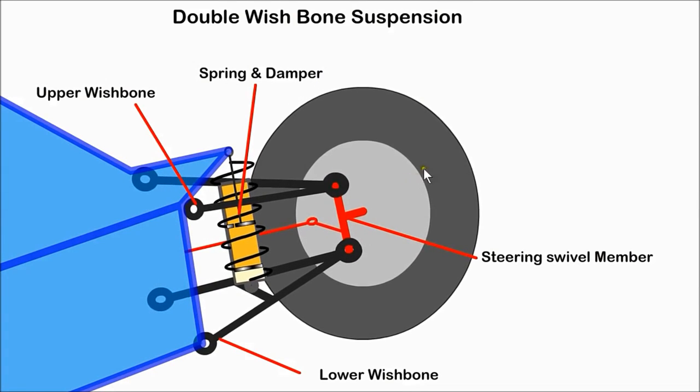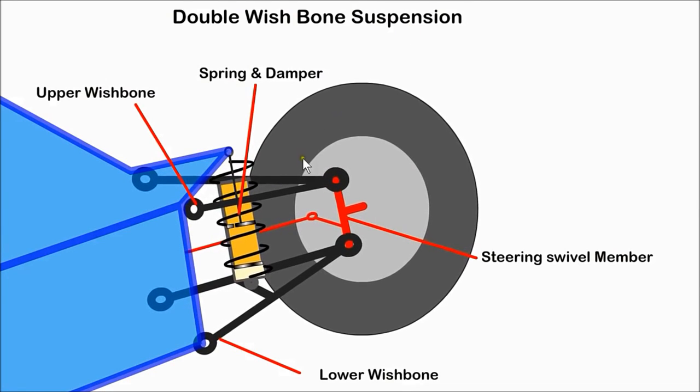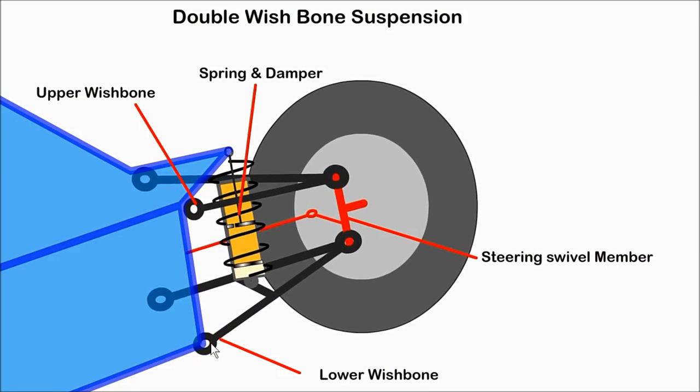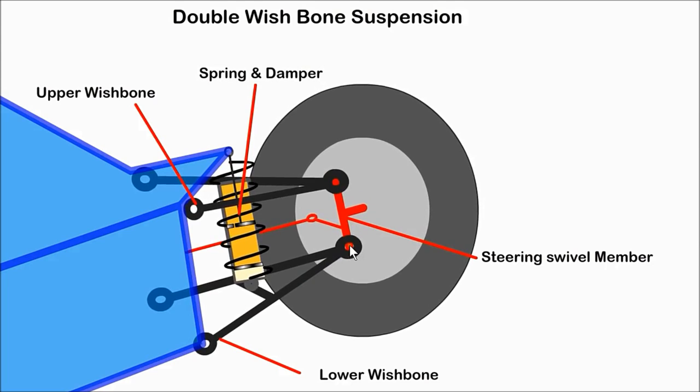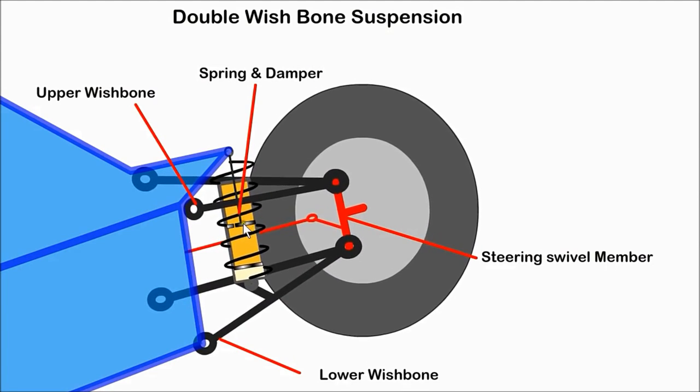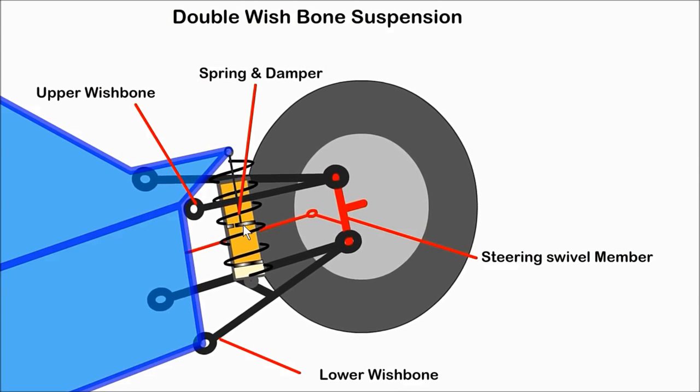A double wishbone suspension has two wishbone-shaped links attached to the car at the wide end, and the narrow end is connected to swivel members which have the stub axle and wheel. The spring and damper are located between the lower member and the car structure.